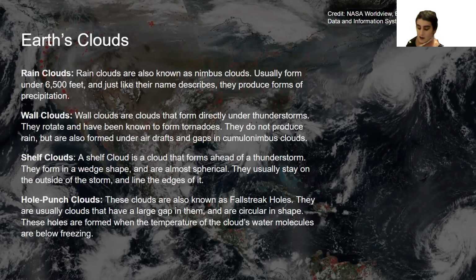They do not produce rain, but they are also formed under drafts and gaps in these clouds. Shelf clouds are clouds that form ahead of a thunderstorm, and they form in a wedge shape and are almost spherical. They usually stay on the outside of the storm and line the edges of it. And then we have hole punch clouds. These clouds are also known as fall streak holes. They are usually clouds that have a large gap in them and are circular in shape.